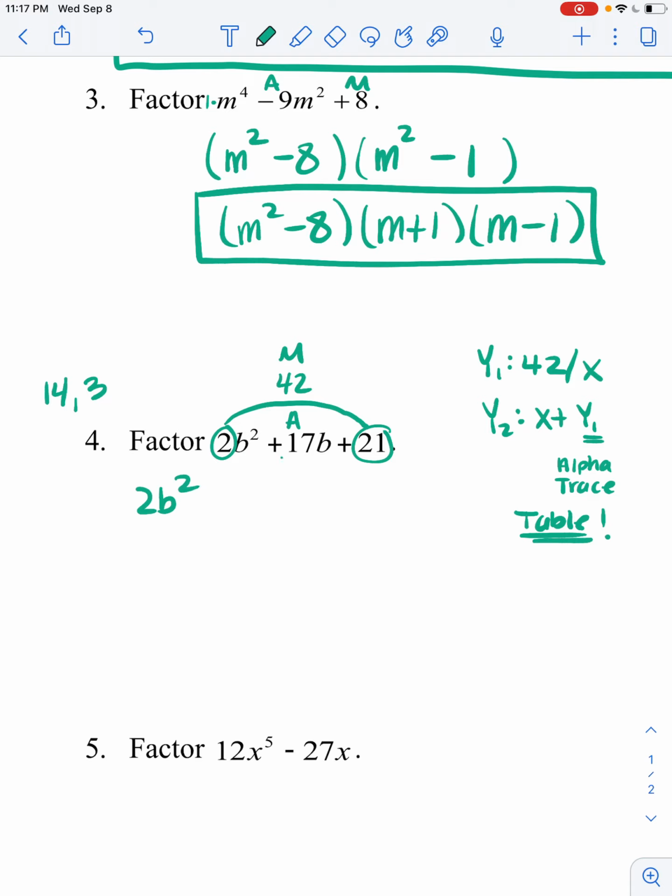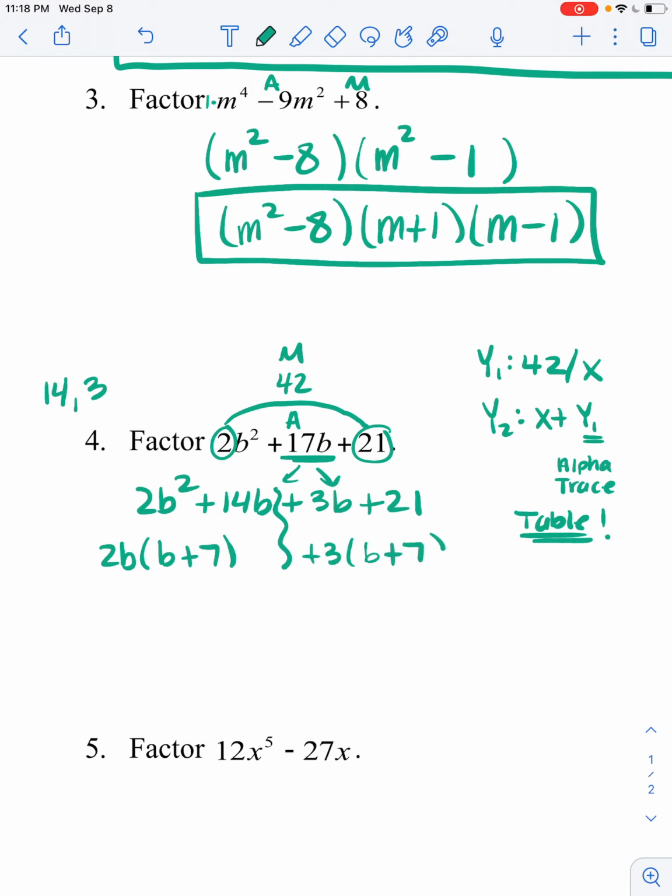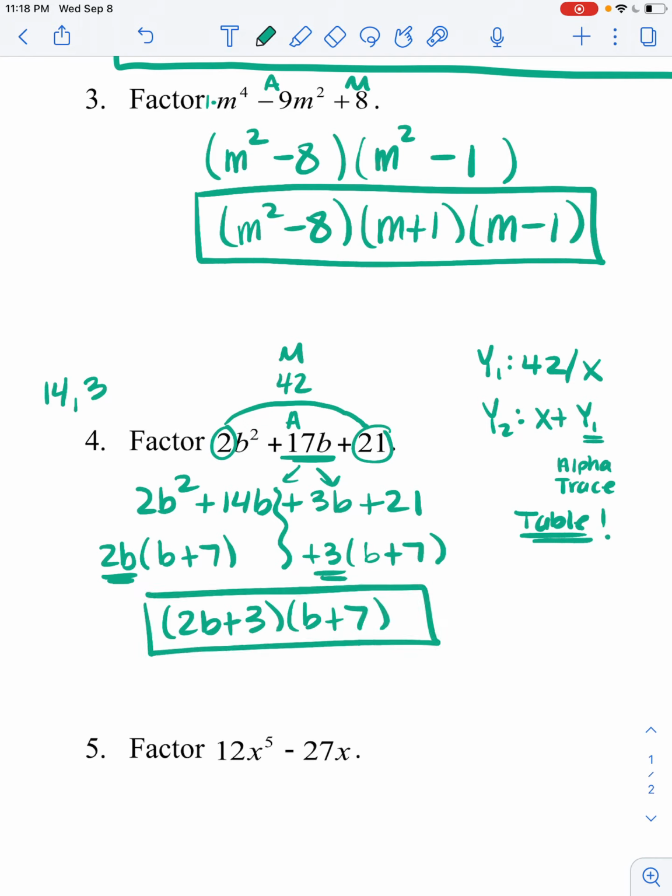So I'm going to now rewrite that middle term. Instead of 17b, I'm going to rewrite it as 14b and 3b. And now I'm going to split it down the middle. I'm going to factor out a GCF of 2b and factor out a GCF of 3. So my 2b and 3 are going to group together and multiply that common binomial factor of b plus 7.